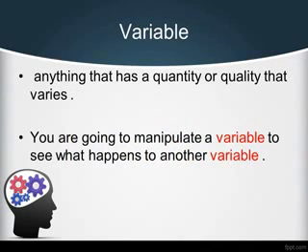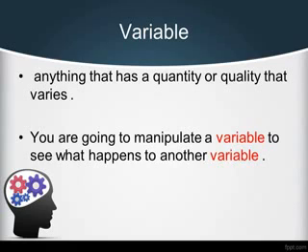First, we're going to define what a variable is. A variable is anything that has a quantity or a quality that varies. Now let's science up the previous statement. You're going to manipulate a variable to see what happens to another variable. It's still not quite right because we didn't differentiate between the variables.